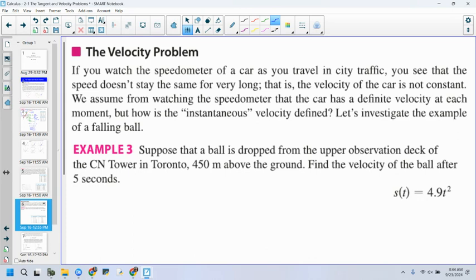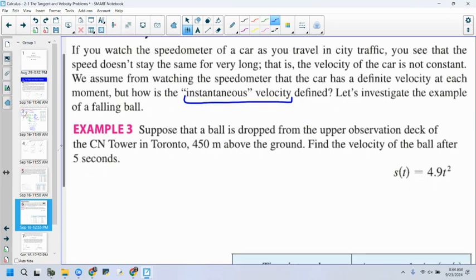But how do we obtain instantaneous velocity? That instantaneous velocity is something that we're going to be trying to calculate throughout the entirety of Chapters 2 and 3. Instantaneous velocity. Let's investigate that by this example of a falling ball.